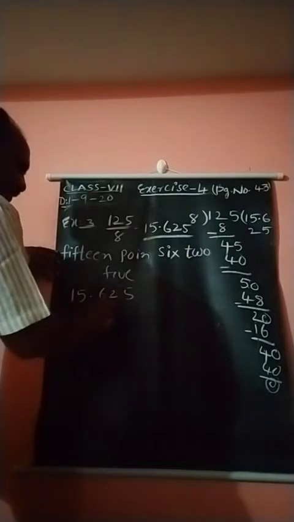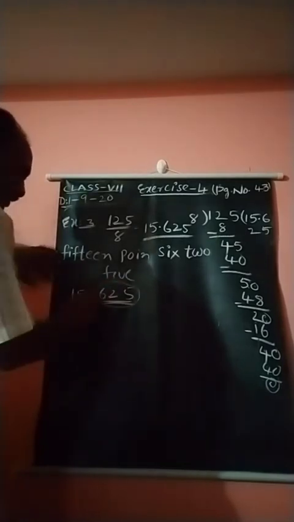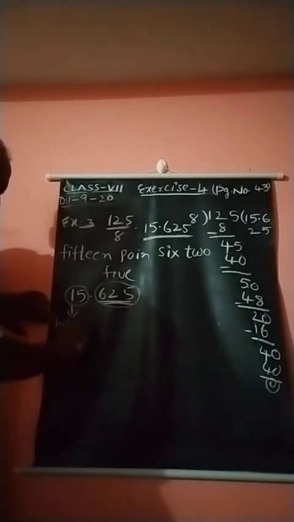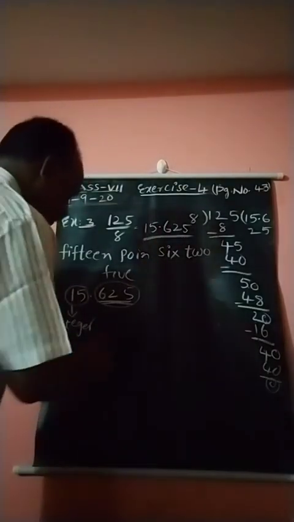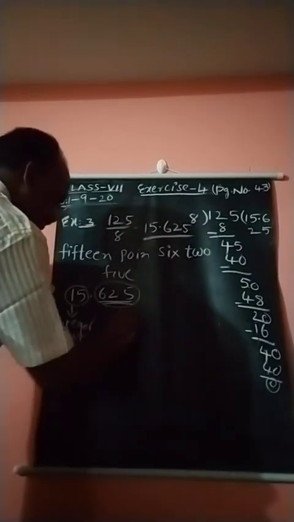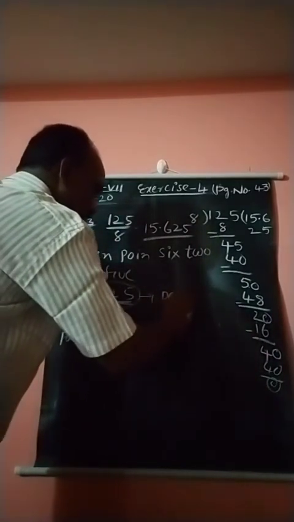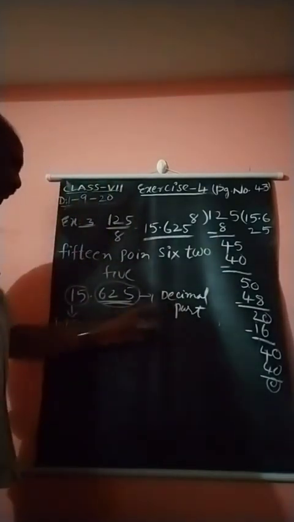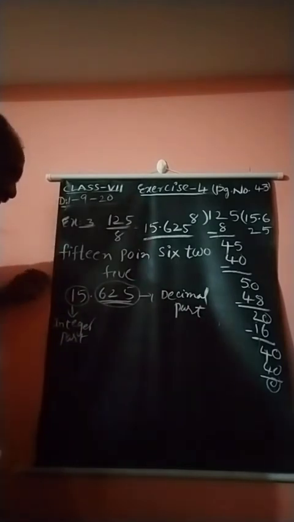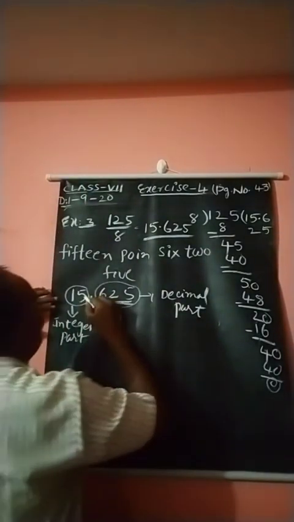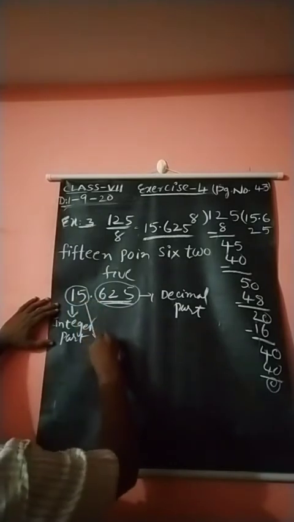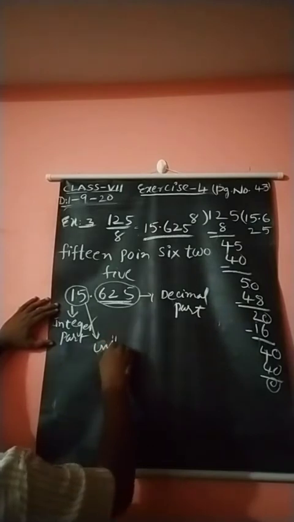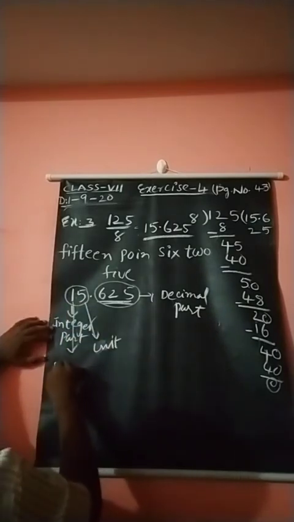See there, in 15.625, this is the integer part and this is the decimal part. 625 is the decimal part. 15 is the integer part. That means, what are units and tens? What is this place value? 5 is in units. 1 is tens.